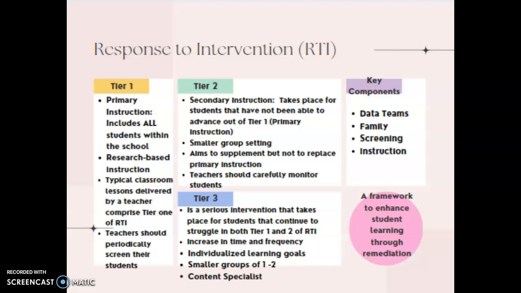Screening. The importance of screening should be focused on mathematics, reading comprehension, and writing. Instruction. The most important element to a child's success in a classroom is the teacher. RTI must support and empower teachers in their instructional practices.